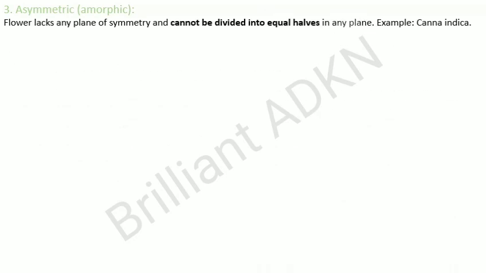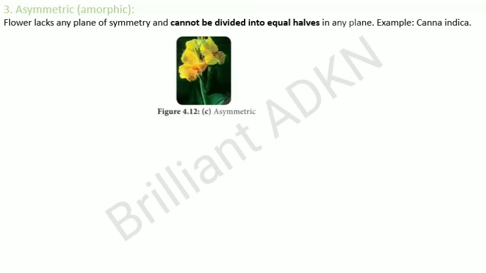Asymmetric or amorphic: a flower lacks any plane of symmetry and cannot be divided into equal halves in any plane. Example, Canna indica. We cannot divide the flower into equal planes. In this picture we can see the flower which cannot be divided into equal planes. This is a Canna indica flower.